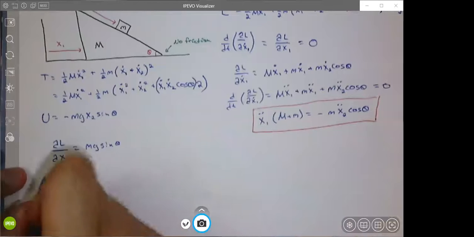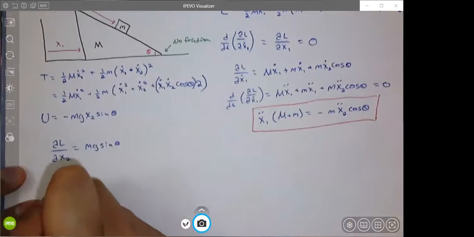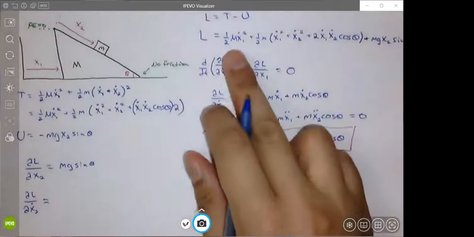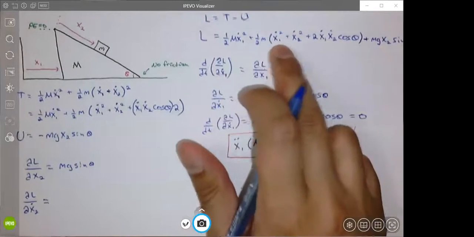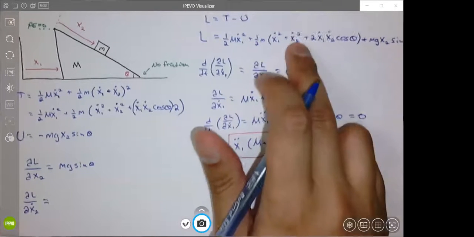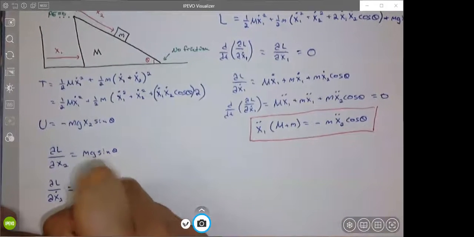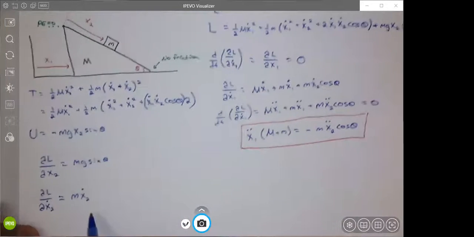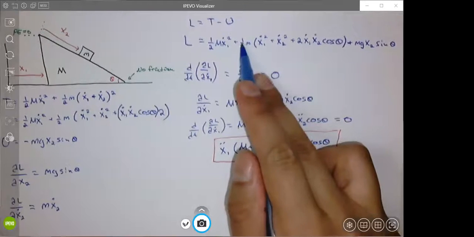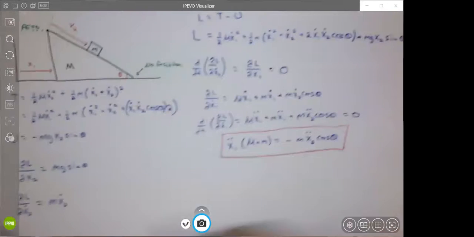Now let's do the second part, which is dL over dx2 dot, and let's find the partial derivative of that. Let's go to our Lagrangian. The first term is a constant. The second term, we can bring the 2 to the front. It's going to cancel out, and we get m x2 dot, great. Over here, we got this one. This becomes a 1. The 2 and the 1/2 will cancel each other out. So we get m x1 dot cosine theta.